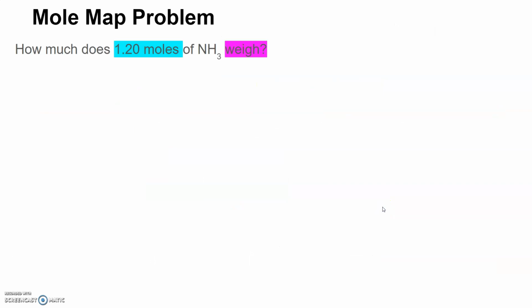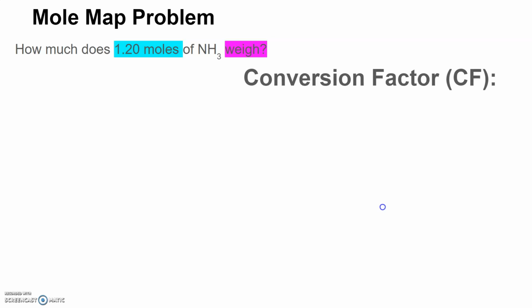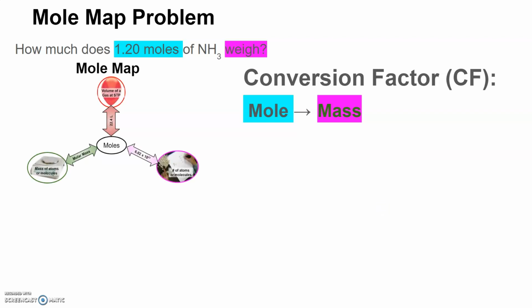So let's take a look at a quick example. In this example, it asks, how much does 1.20 moles of NH3 weigh? So we're trying to convert from the moles we're given, 1.20 moles, to its mass. When it says weigh, they're talking about mass. And the conversion factor, as I said, will come from the mole map. Now you see we're going from moles, which is in the center here, to mass, and along that route is the molar mass. So that's how we're going to convert them.